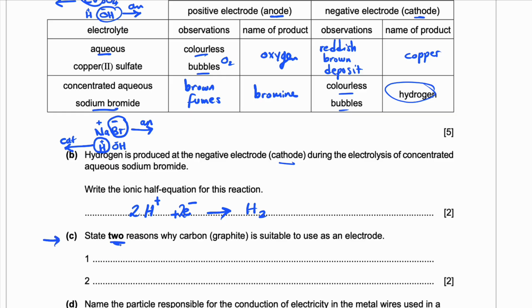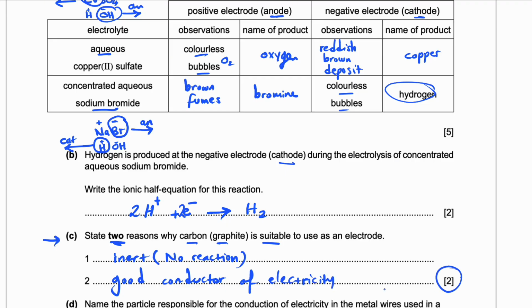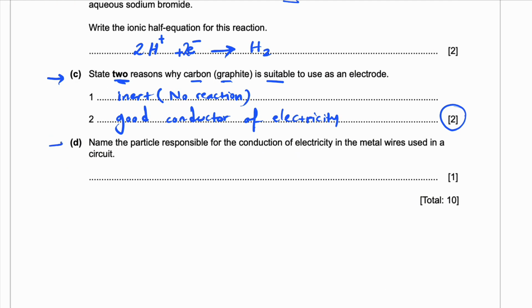Next, state 2 reasons why carbon or graphite is suitable to use as an electrode. Firstly, it's inert. Inert means it's not going to react, so no reaction will take place with the electrolyte. That's number 1. Number 2, it's a good conductor. Remember, in topic 2, we discussed how graphite is a good conductor of electricity. So it's a good conductor of electricity. So that's 2 marks. Next question, question D.